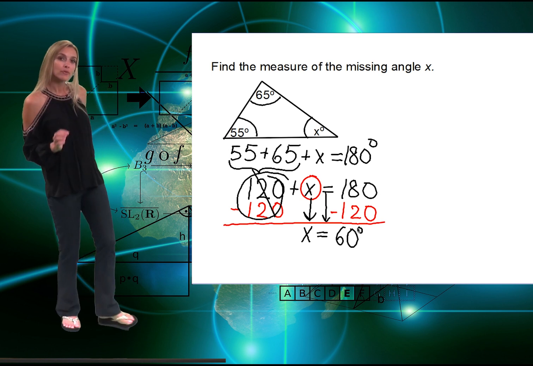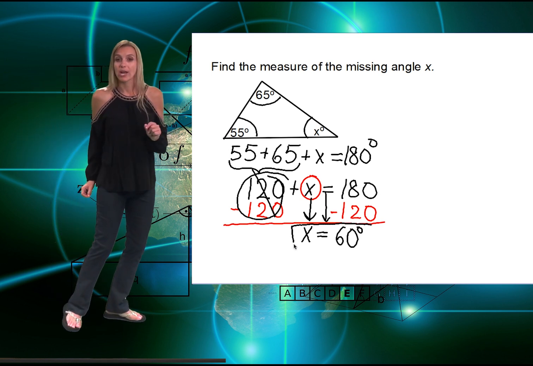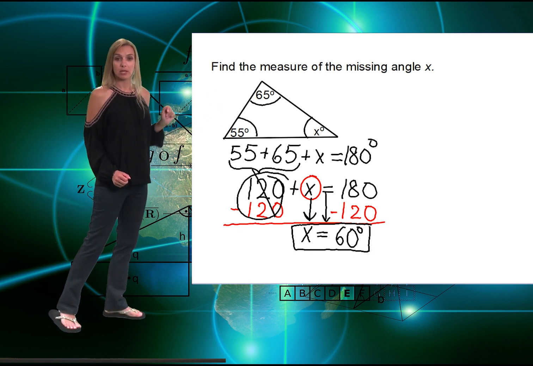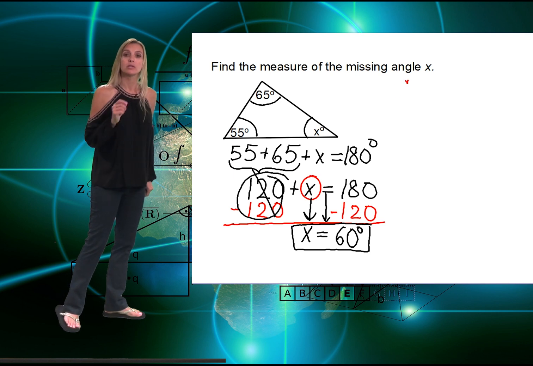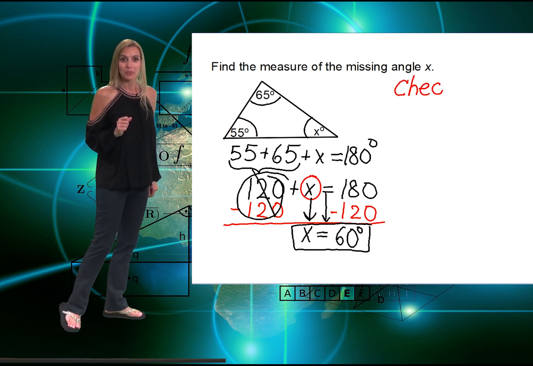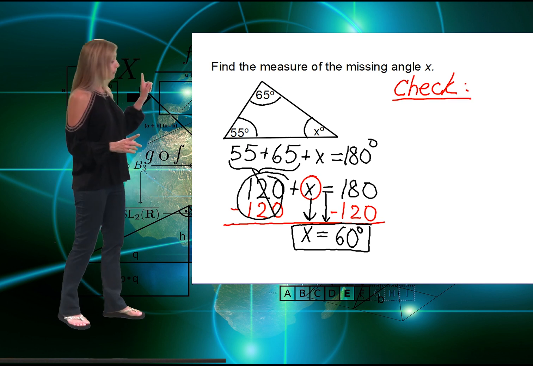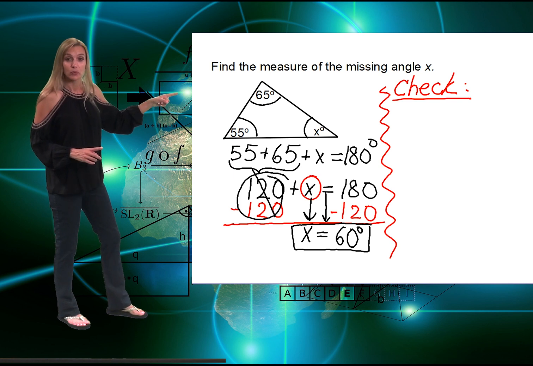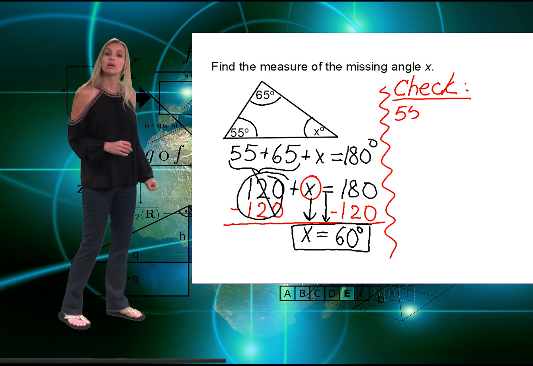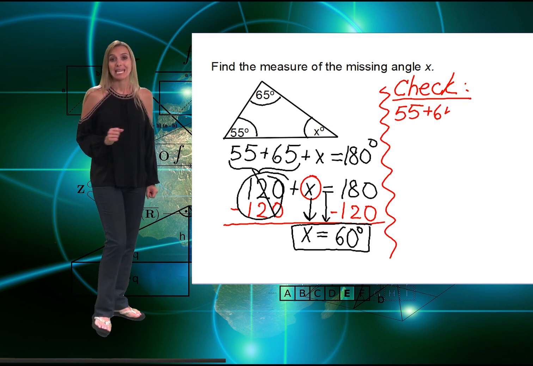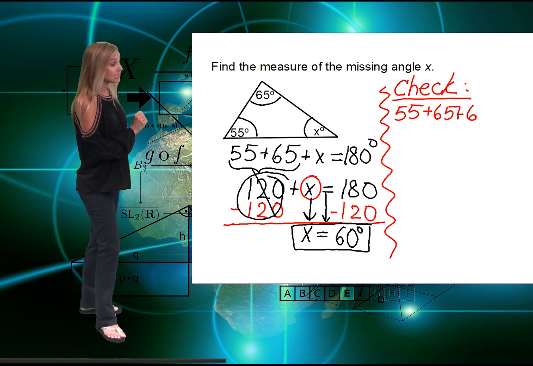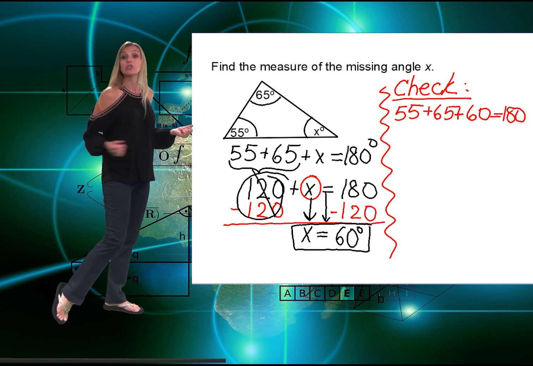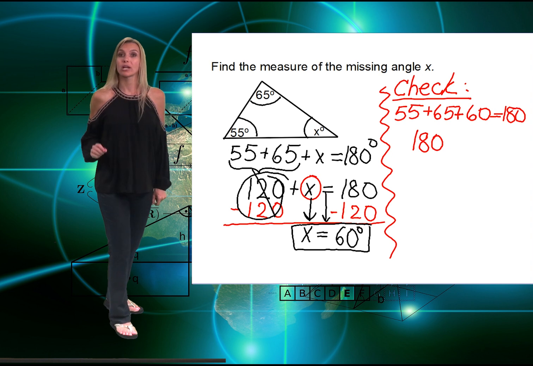That means we have to make sure we are correct. So let's check it. If I was to add all these three angles up, I know that I should get 180. Well, let's add it up. We have 55 plus 65, then our angle X, which is 60. Is that going to give us 180? And indeed, if you put that in your handy-dandy calculator, it adds up to 180. So we actually did solve correctly for X.